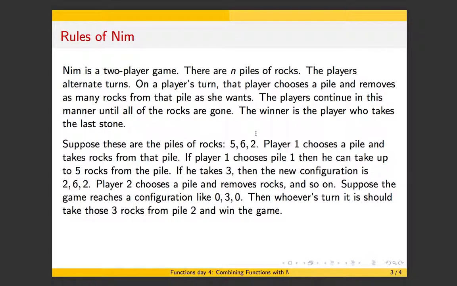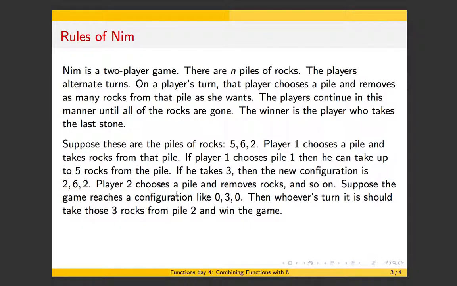Just as an example, suppose these are the piles of rocks. There's a pile with 5 rocks, a pile with 6 rocks, a pile with 2 rocks. Player 1 goes first. They choose a pile and take rocks from that pile. Player 1 could choose any pile, but they choose pile 1. They can take between 1 and 5 rocks from that pile. If he takes 3, then here are the piles: he took 3 away from the first pile, the other 2 are left alone, so 2, 6, 2. Player 2 chooses a pile and takes rocks away, and so on.